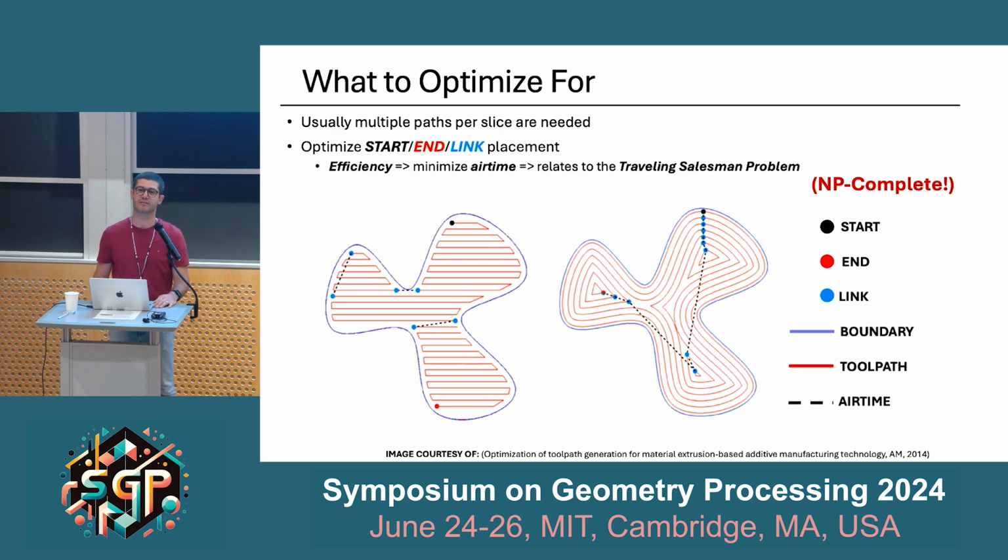In this regard, of course, you cannot avoid the time that is necessary to deposit or solidify the material in the slice, but you can minimize what is called the air time, which is the time that goes from the end of a curve to the beginning of the other, because that is the time in which the machine is not operating, it's just wasted time. So it turns out that optimizing for this time relates to the traveling salesman problem, which is an NP-complete problem, so it's a very complicated problem in optimization. And you can solve this through heuristics.